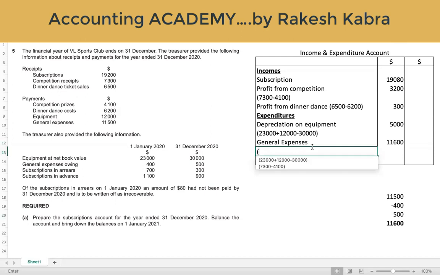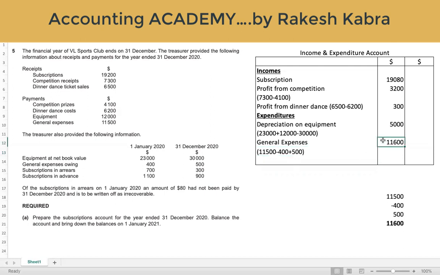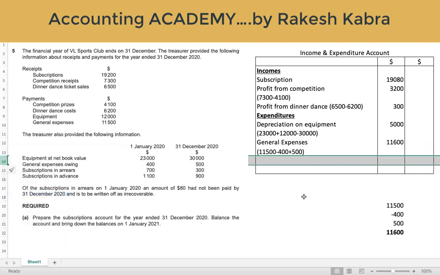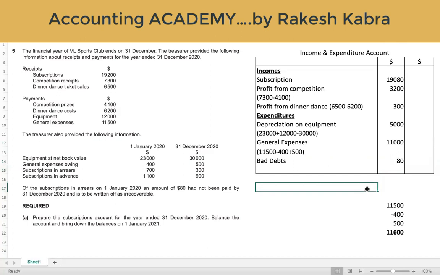So I need to show the working: 11,500 I paid. Out of that, 400 belongs to previous year, so subtract. And 500 belongs to this year but is not paid so far, so I will add that. So total general expenses I will get is 11,600. And one more item I will show, that is bad debts. Bad debts is $80. That is the subscription amount which we didn't receive.